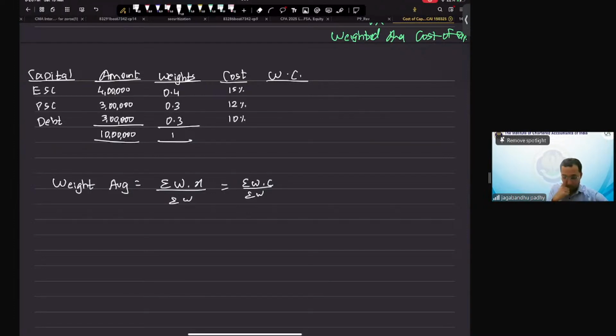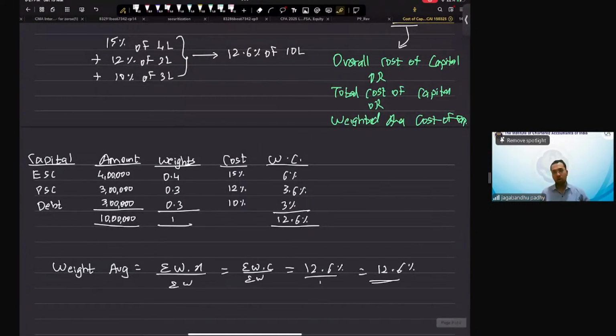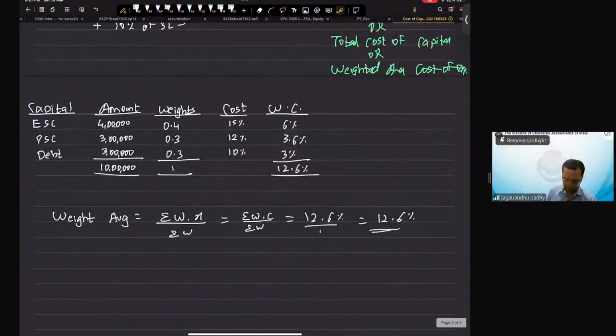Weights into cost means 0.4 into 15%, that's 6%. 0.3 into 12%, that's 3.6%, and 3%, totaling to 12.6%. Weighted average, you can say it's simply 12.6% upon 1. So answer is 12.6. Your overall cost of capital, total cost of capital, weighted average cost of capital is all one and the same. Right?